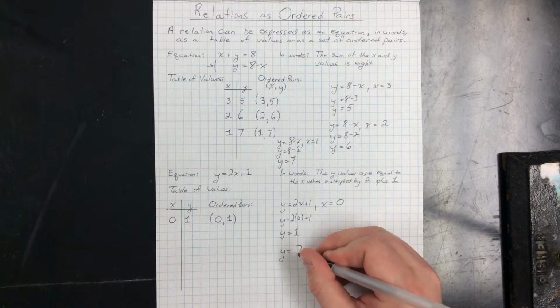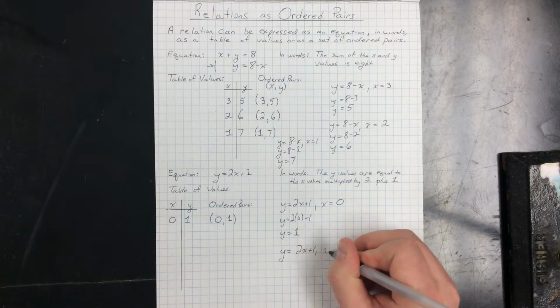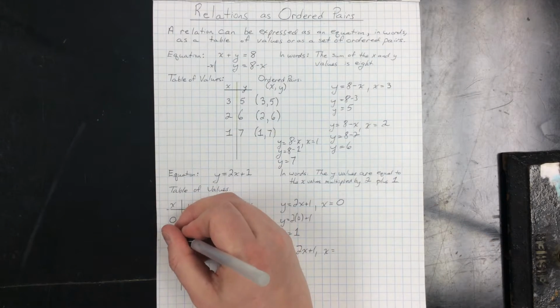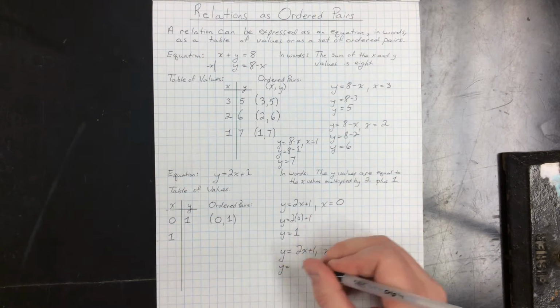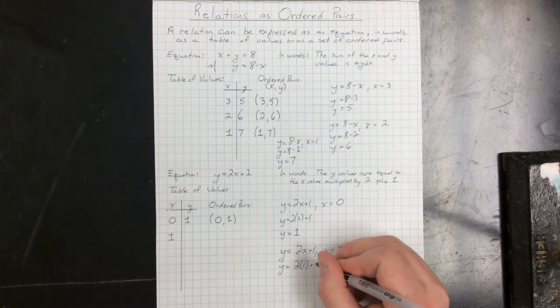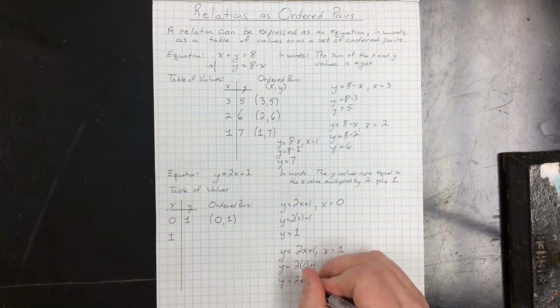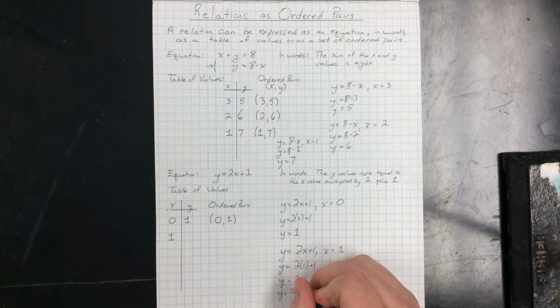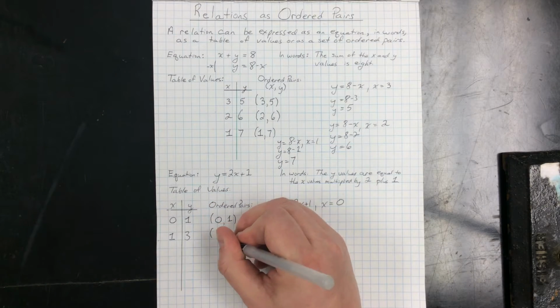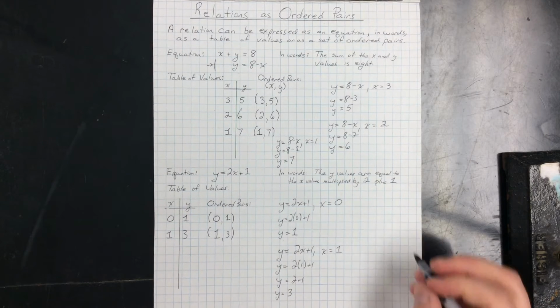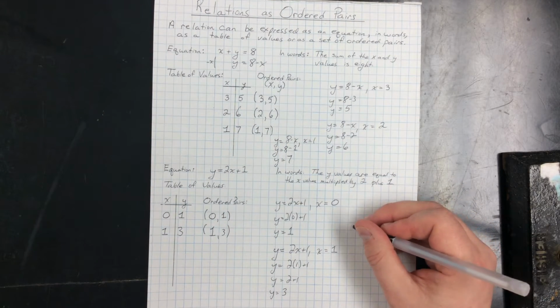And to do this again, y is equal to 2x plus 1, when x is equal to, well, let's go for a 1, when x is equal to 1. Y is equal to 2 times 1 plus 1, y is equal to 2 plus 1, y is equal to 3. So my second ordered pair is at 1 and 3. I could do these with negative numbers as well.